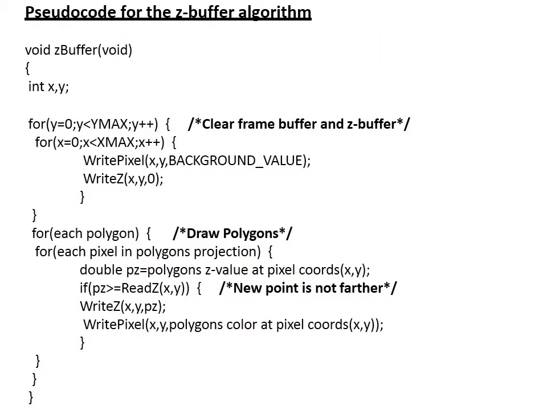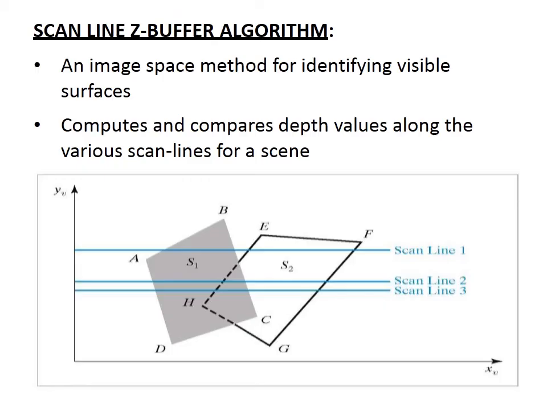So this is the pseudocode for the depth buffer. You store the current depth of each pixel in the image in addition to other pixel info. You paint each graphic element pixel by pixel, where an image pixel is updated only if its depth is more than that of the new pixel. If the new point is not further, draw polygons, clear the frame buffer and z buffer. Such operations are done in this algorithm.